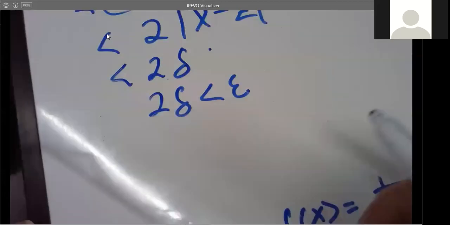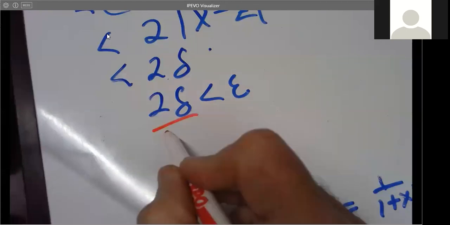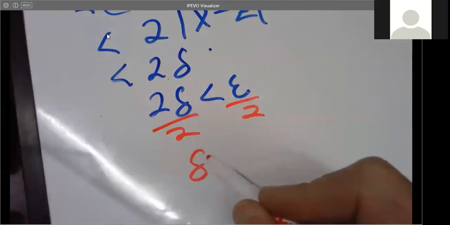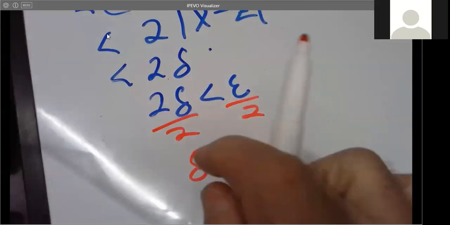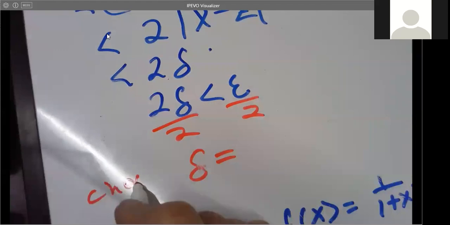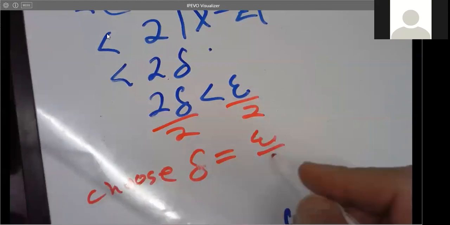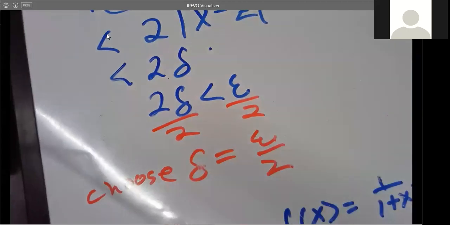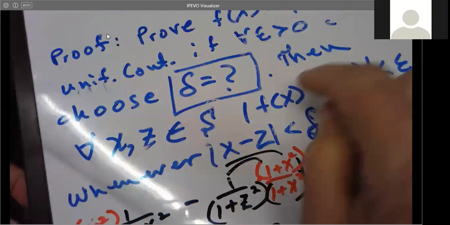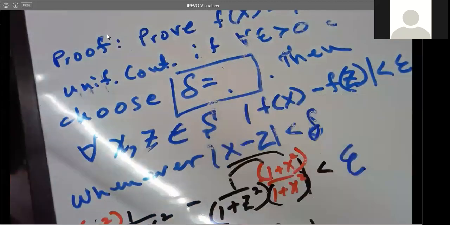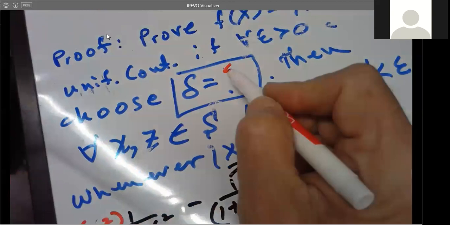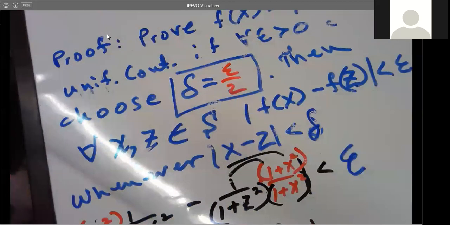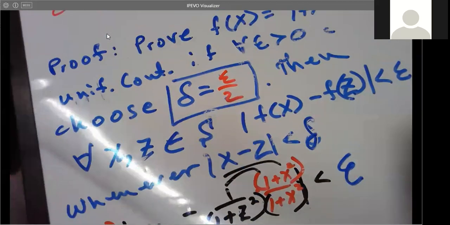Okay, and so if we divide both sides by 2, we get delta. We're going to choose delta equal to epsilon over 2. Okay, so from here, we're going to put that in here. So this will be epsilon over 2. And then we're going to go back and go through this whole thing again.